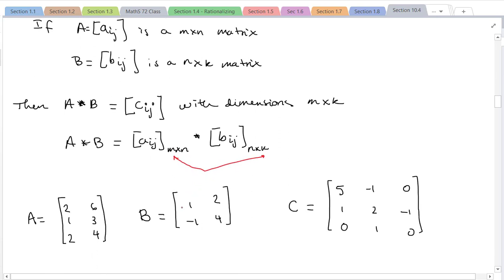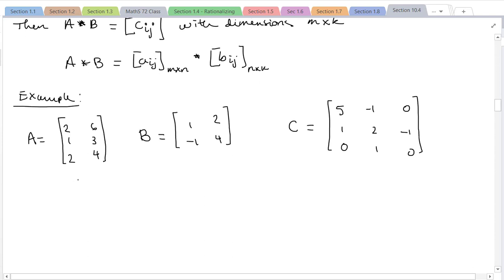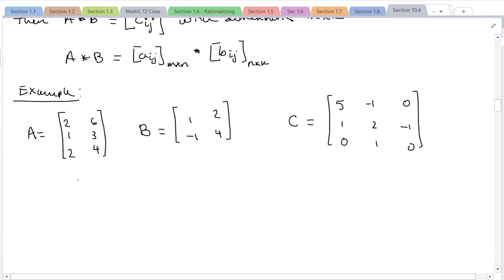And so let's try an example. So I have these matrices here. And let me just get rid of this so it doesn't look like it's the same thing. So my example is if I have these three matrices, which ones can we find products of? A has 3 rows and 2 columns, so this is a 3 by 2. B is a 2 by 2 matrix. And what about C? C is a 3 by 3 matrix.